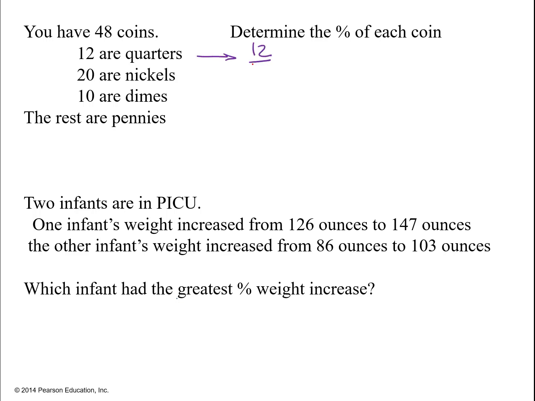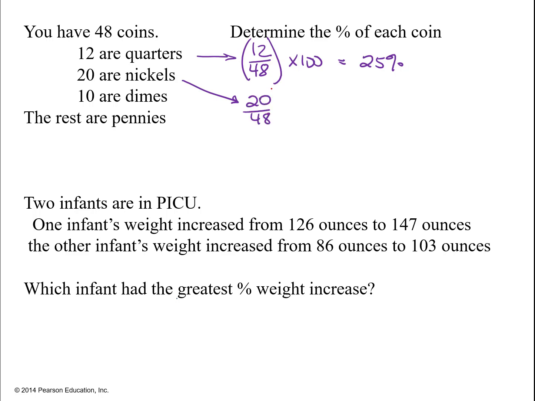So it'd be 12 divided by the total, right? So 12 are quarters divided by the total, which is 48 total. And then my answer times 100. Okay? And that comes out to 25%.